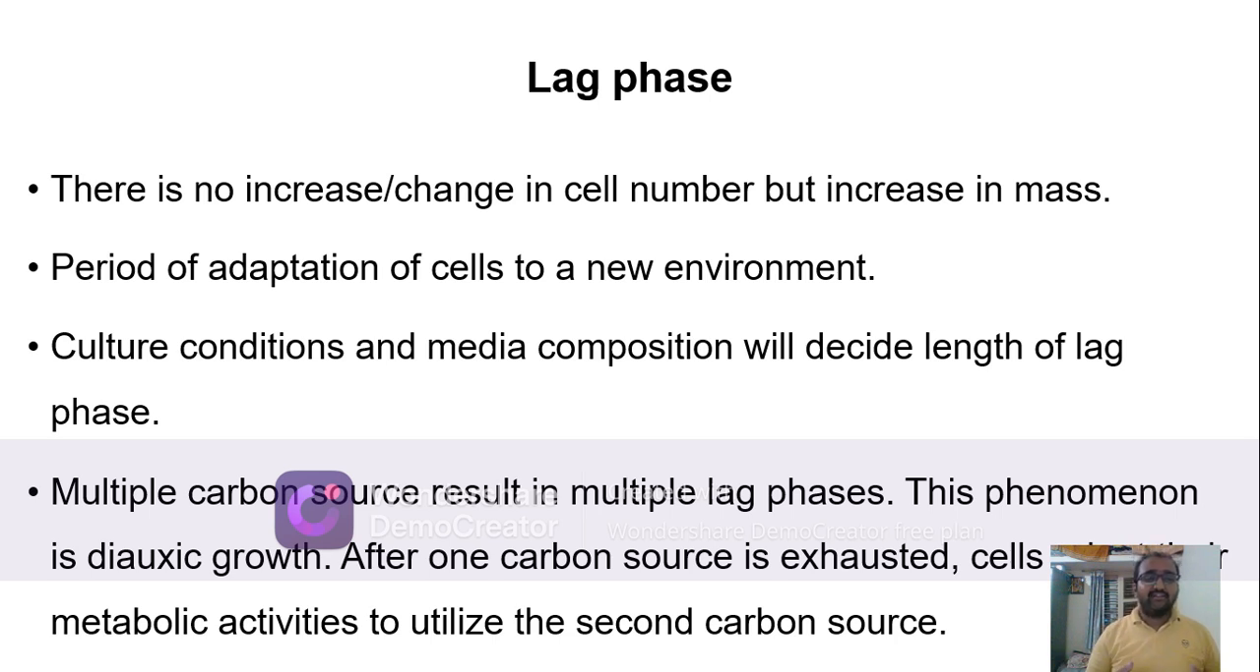Sometimes multiple carbon sources result in multiple lag phases. For example, the cells first utilize glucose, and then adjust their metabolic activities to utilize glycerol, the second carbon source present in the medium. This kind of growth is called diauxic growth.